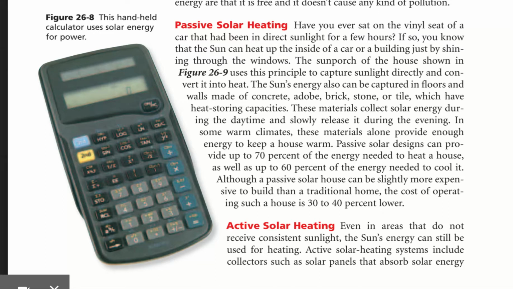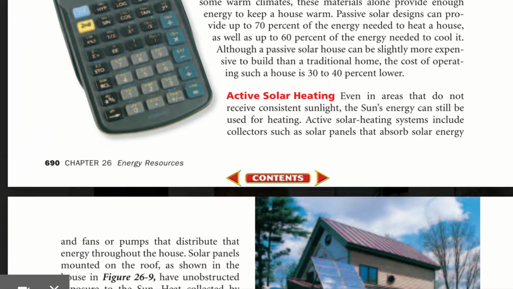Passive solar designs can provide up to 70% of the energy needed to heat a house, as well as up to 60% of the energy needed to cool it. Although a passive solar house can be slightly more expensive to build than a traditional home, the cost of operating such a house is 30 to 40% lower.